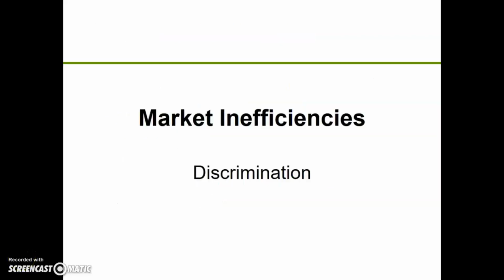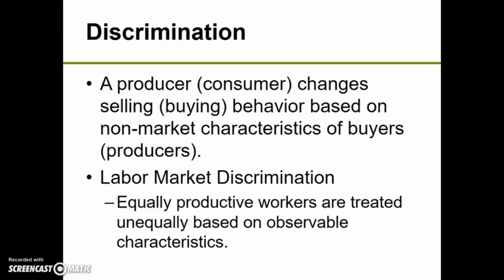In this presentation, we'll discuss market inefficiencies caused by discrimination. First, let's define discrimination. Discrimination occurs when a producer or consumer changes their selling or buying behavior based on non-market characteristics of the other side of the market. And in particular, we'll use an example of labor market discrimination, which happens when equally productive workers are treated unequally based on some observable characteristics that aren't related to market characteristics.